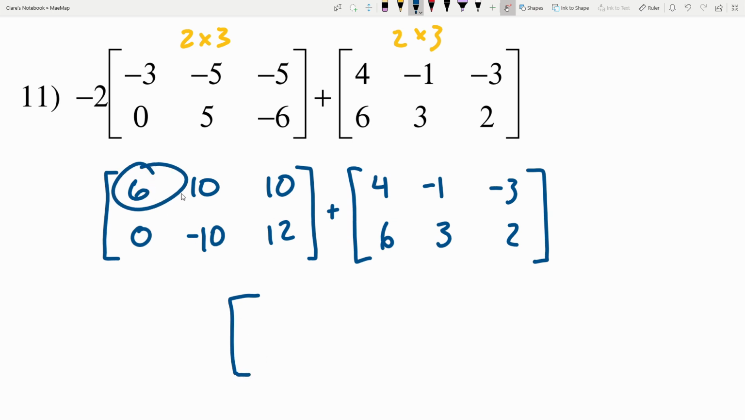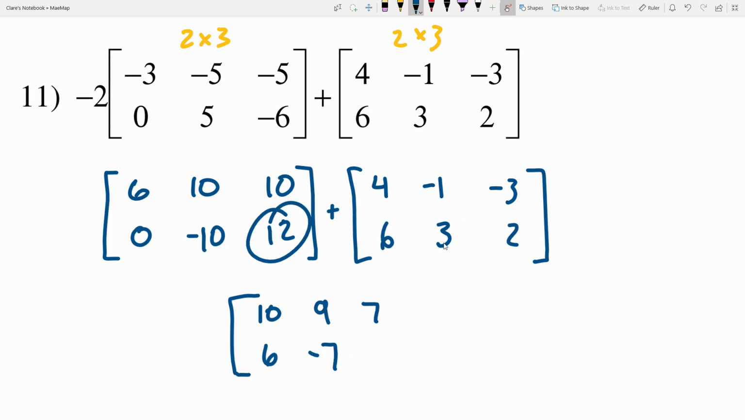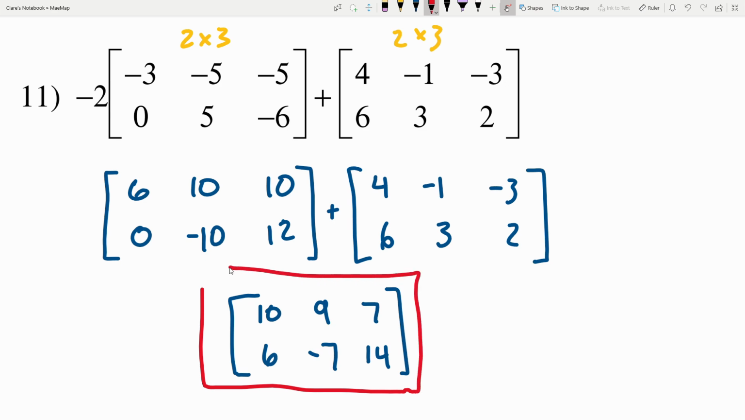Adding those, 6 plus 4 gives me 10. 10 plus negative 1, 10 minus 1 gives me 9. 10 plus negative 3, 10 minus 3 gives me 7. 0 plus 6, that's 6. Negative 10 plus 3, that's negative 7. And then 12 plus 2, that's 14. So 10, 9, 7, 6, negative 7, 14. That's my solution in number 11.